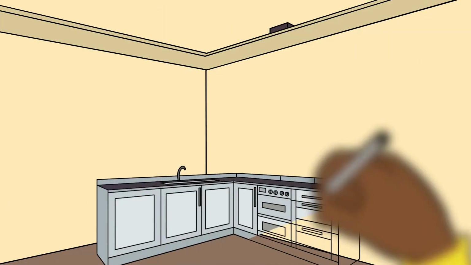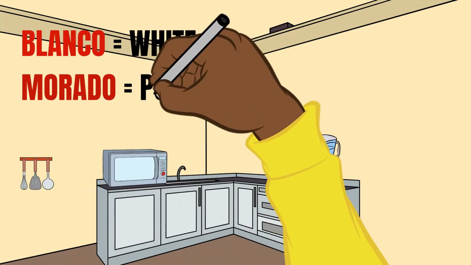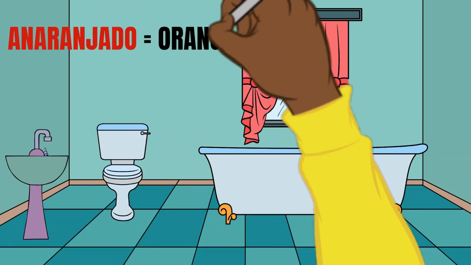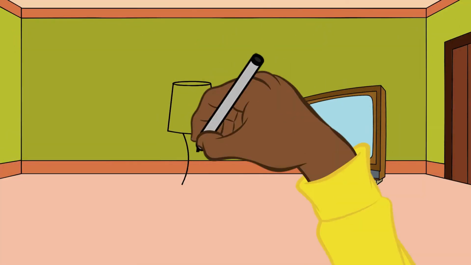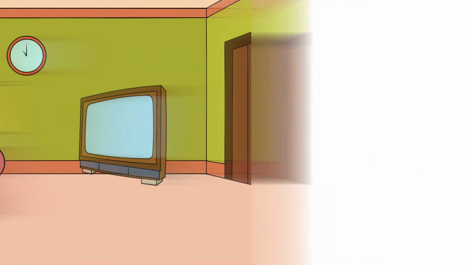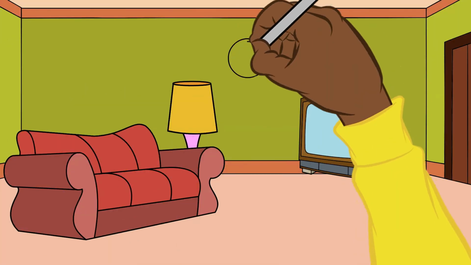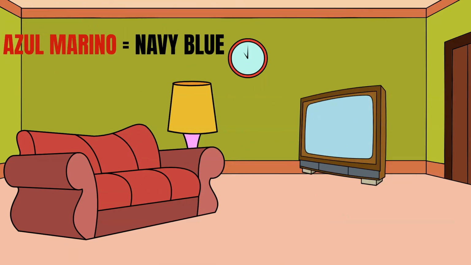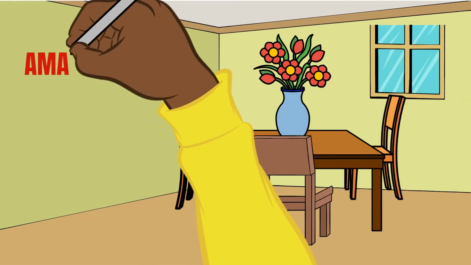They also painted the kitchen blanco y morado, and the bathroom anaranjado y azul cielo. And when it comes to the living room and the dining room, they painted the living room azul marino, and the dining room was painted amarillo.